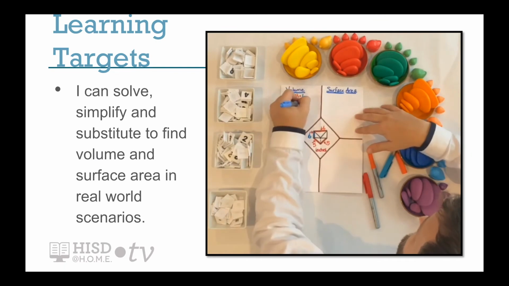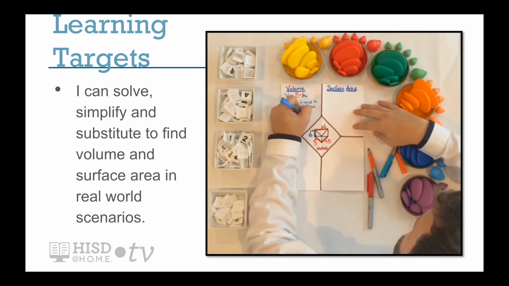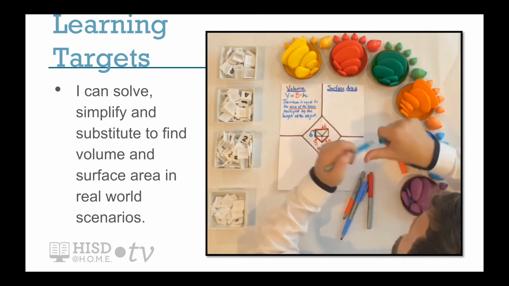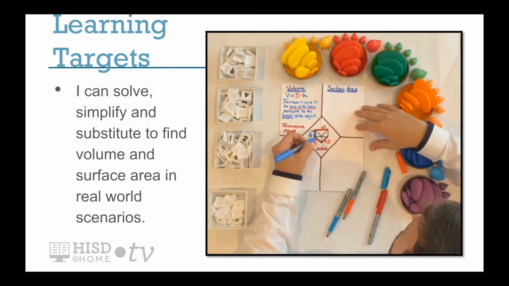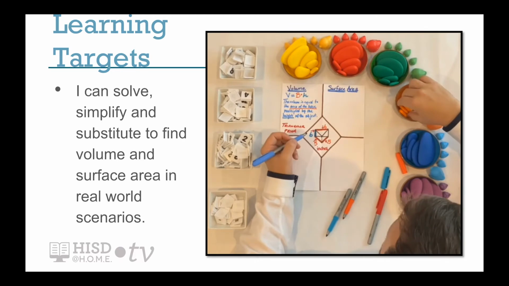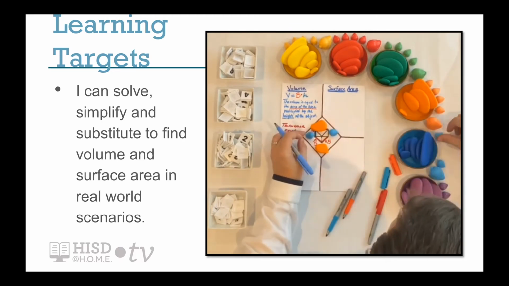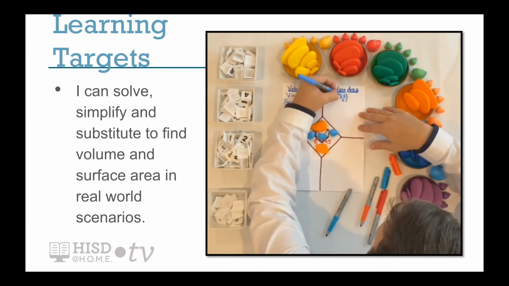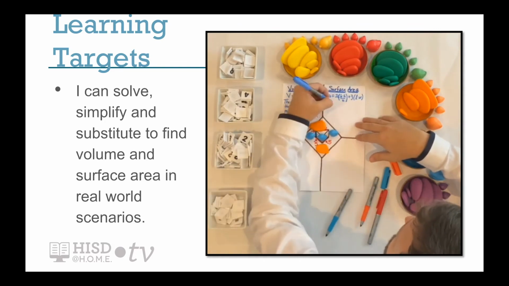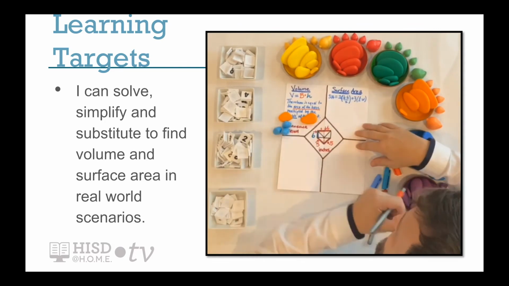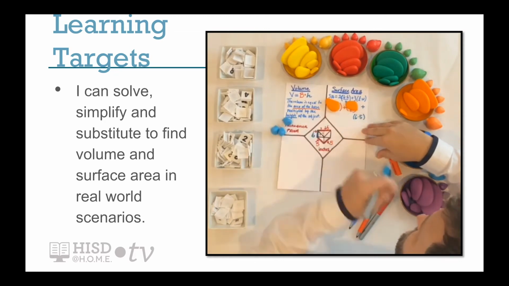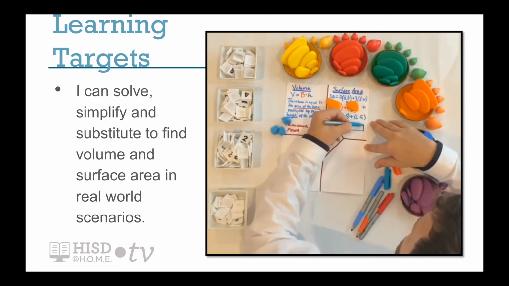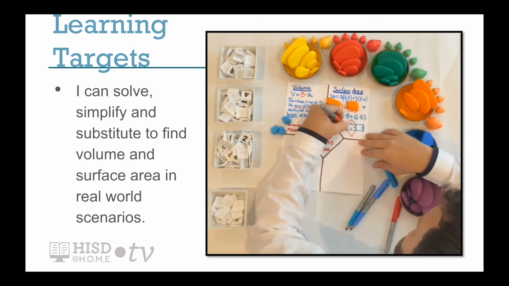Today's learning target is to solve, simplify, and substitute to find volume and surface area in real-world scenarios. Take the slice of cake here with the dimensions 4, 5, and a height of 6. Volume is the area of the base times the height. Notice the base is in orange. It's a triangle. This is a triangular prism.